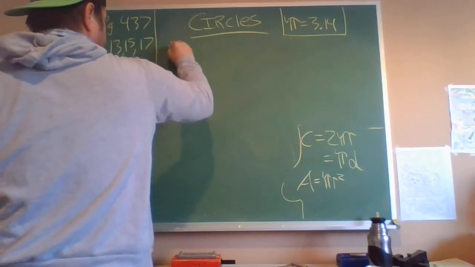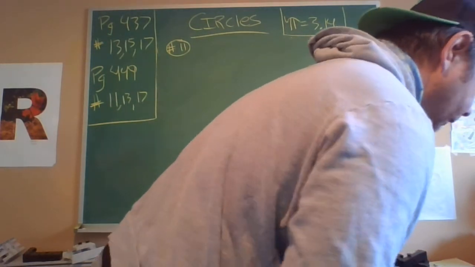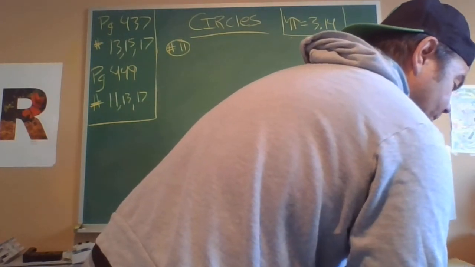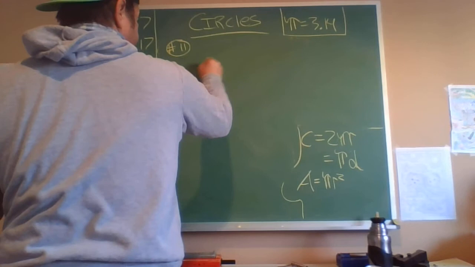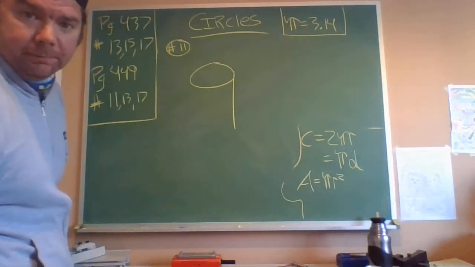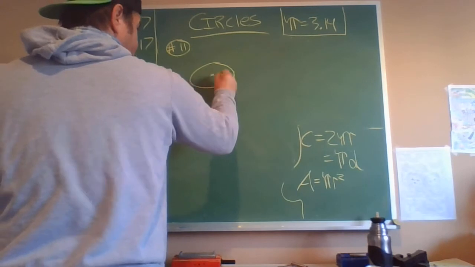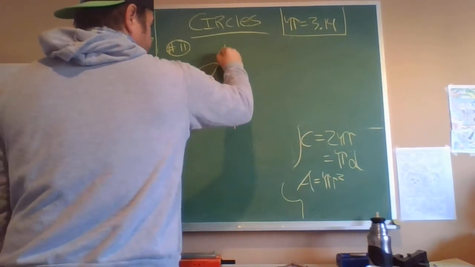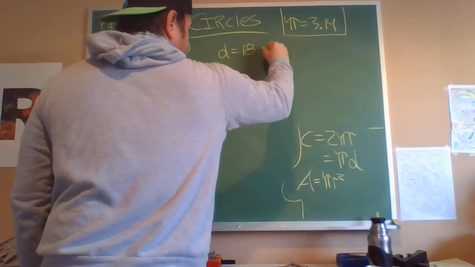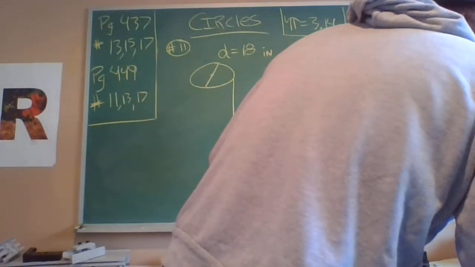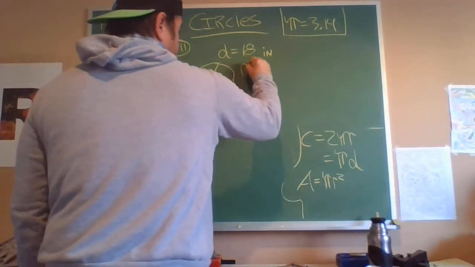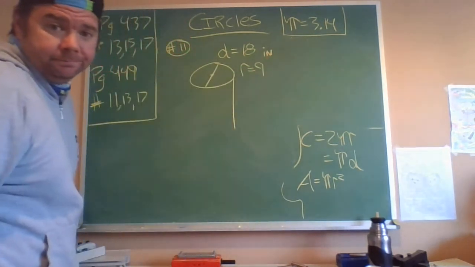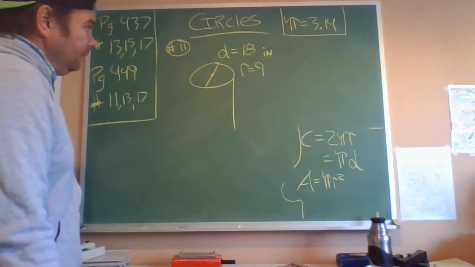Okay, number 11 from this assignment. A basketball rim has a diameter of 18 inches. Find the circumference of the rim and the area that it encloses. Okay, so we've got this basketball hoop, I suppose. And it's telling us that the diameter D equals 18 inches. Is that all that it says? Okay, find the circumference of the rim and the area that it encloses. Well, if the diameter is 18, the radius is 9. And I don't really think there's anything more to say about it.